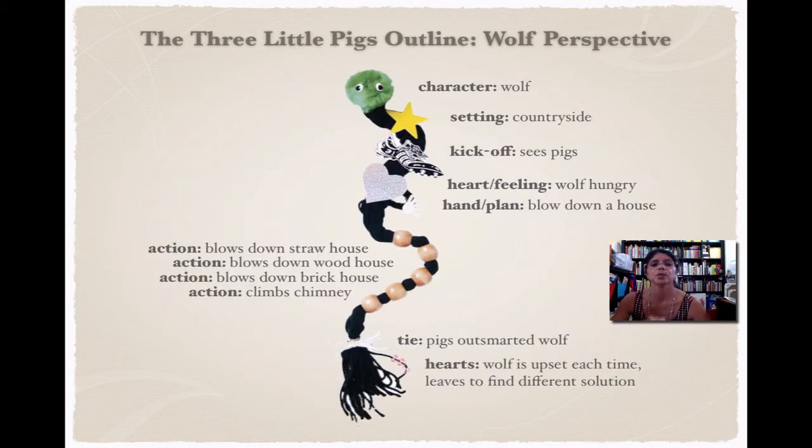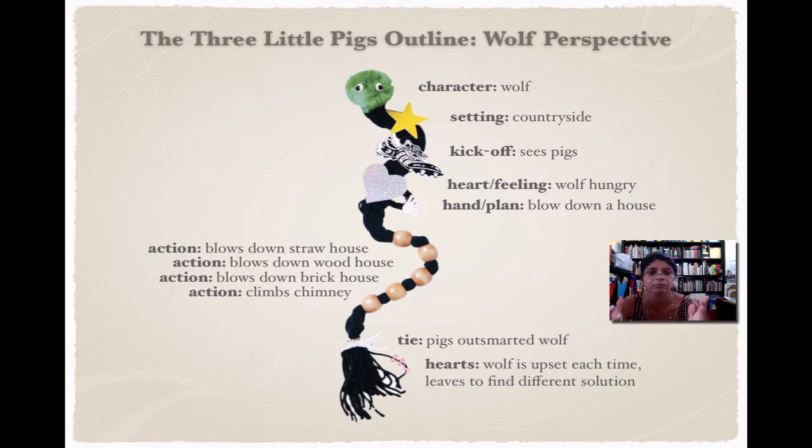Now, once you tell the story, in Tyler's case, here's an example of using Braidy or the story grammar marker, looking at the story from the wolf's perspective. So here we have the character as a wolf. We have the setting as a countryside. The kickoff event is basically the wolf sees the pigs. The heart or the feeling is the wolf feeling hungry. So he feels hungry and has this plan to blow down a house.